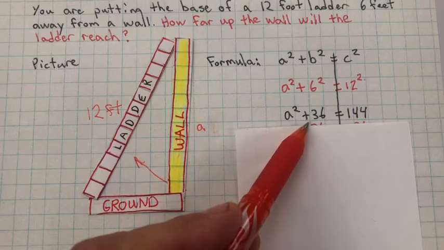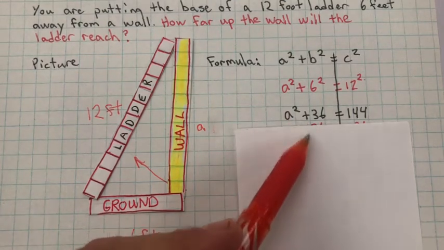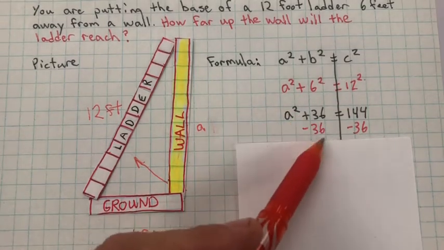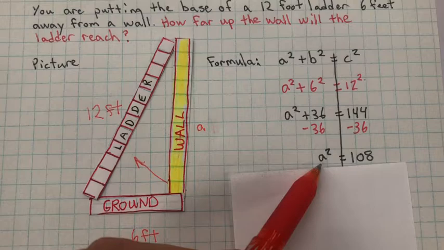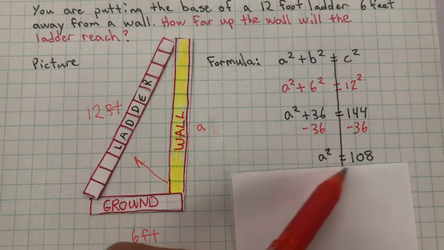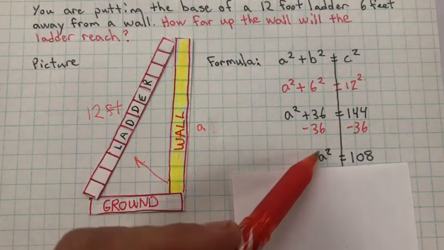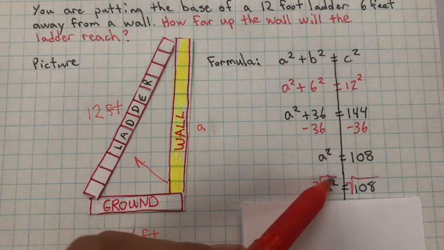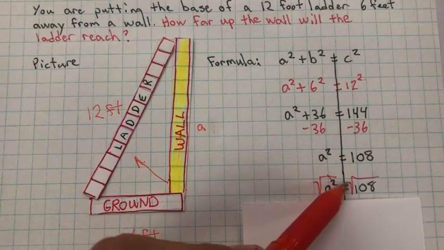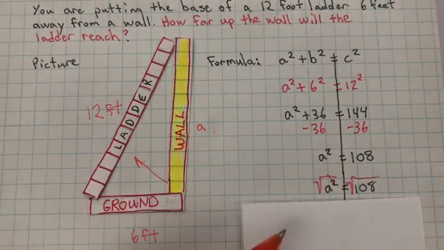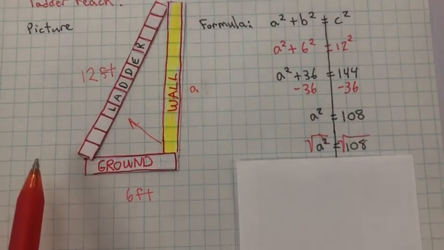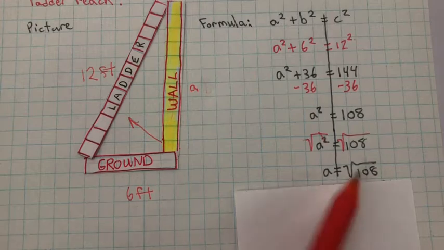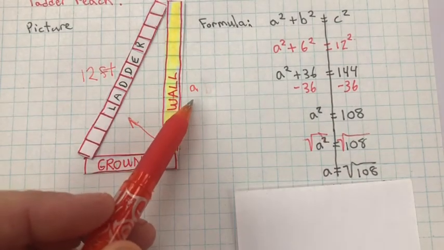Inverse property of addition, we want to get A by itself, so it is subtraction. So we're going to subtract 36 from both sides of the equation. It creates a 0 pair. And now we have A squared equals 108. Now we want to do the inverse of squaring, which is the square root. So we take the square root of A squared. Those cancel each other out. What you do to one side, you do to the other. And we have the square root of 108. So A equals the square root of 108. That would be the exact value.